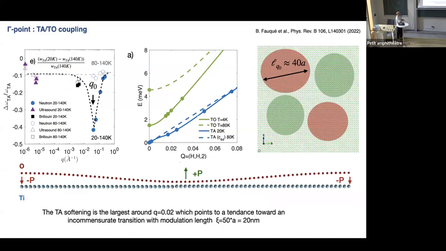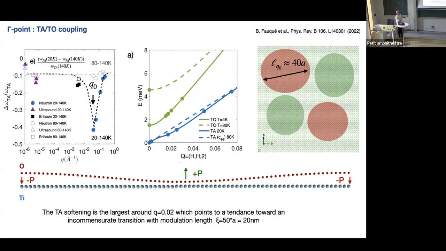So based on that, I did this plot where I compare the amplitude of this softening as a function of Q for the different experiments. So the neutron results are here. As I show you, as I go to lower Q vector, the amplitude is increasing. And then we have here the Brillouin and hyper-Raman measurement. So that means that in between, there is actually a point where there is a strong softening of your acoustic mode. And this corresponds to this Q0 here, which is a very small Q vector.